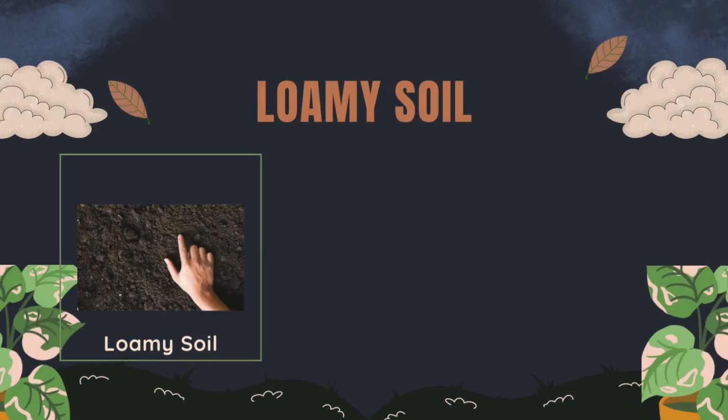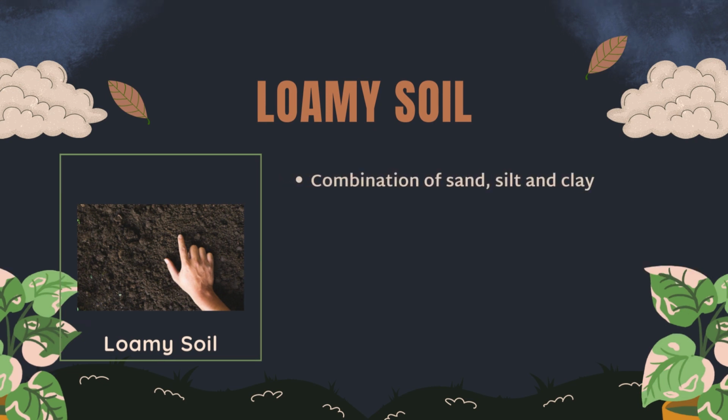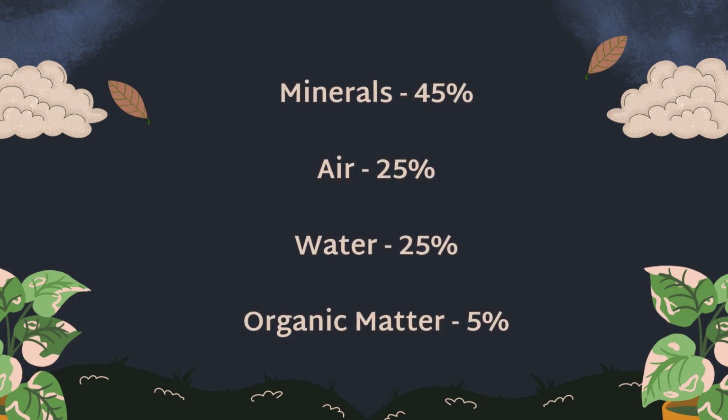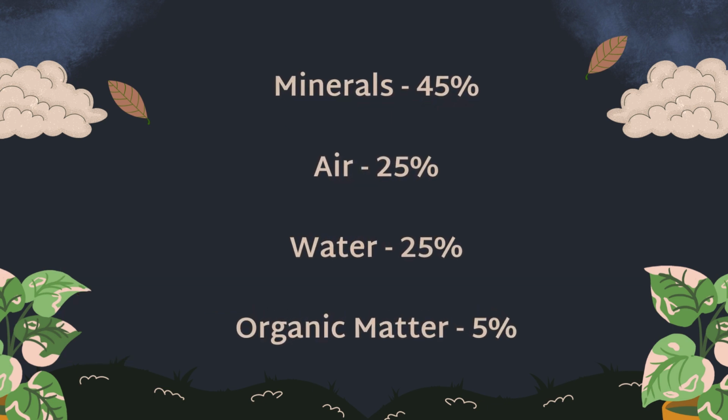Loam is the 4th type of soil. It is a combination of sand, silt, and clay. It has the ability to retain moisture and nutrients, making it more suitable for farming. It has higher calcium and pH levels due to its inorganic origins. Soil is comprised of 45% minerals, 25% air, 25% water, and 5% organic matter.